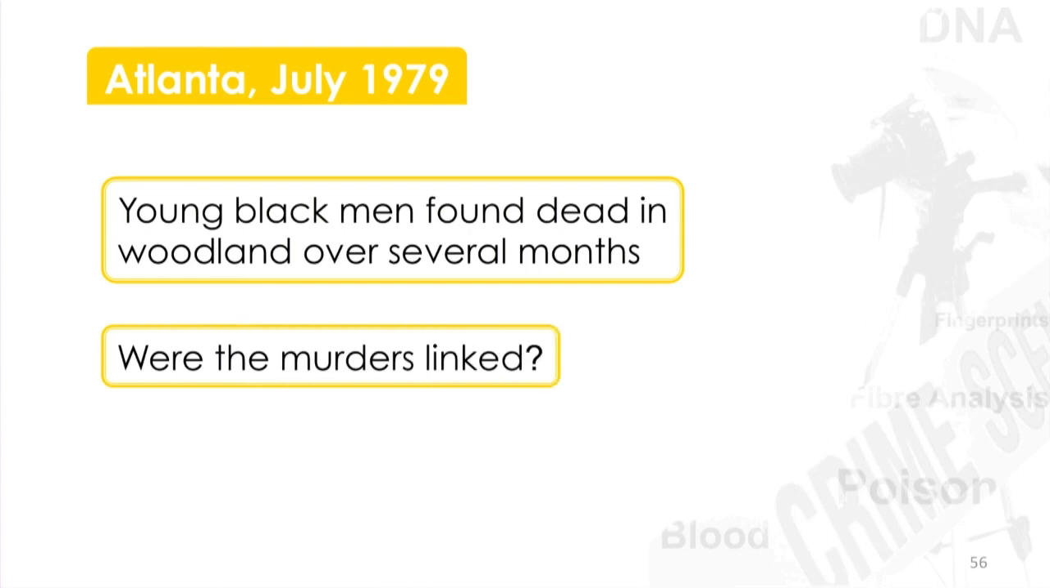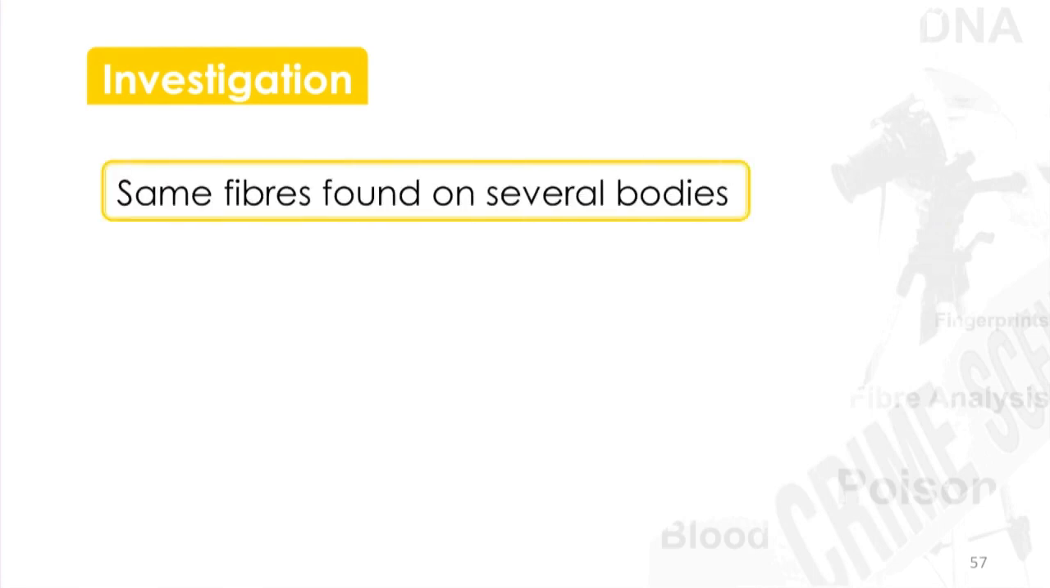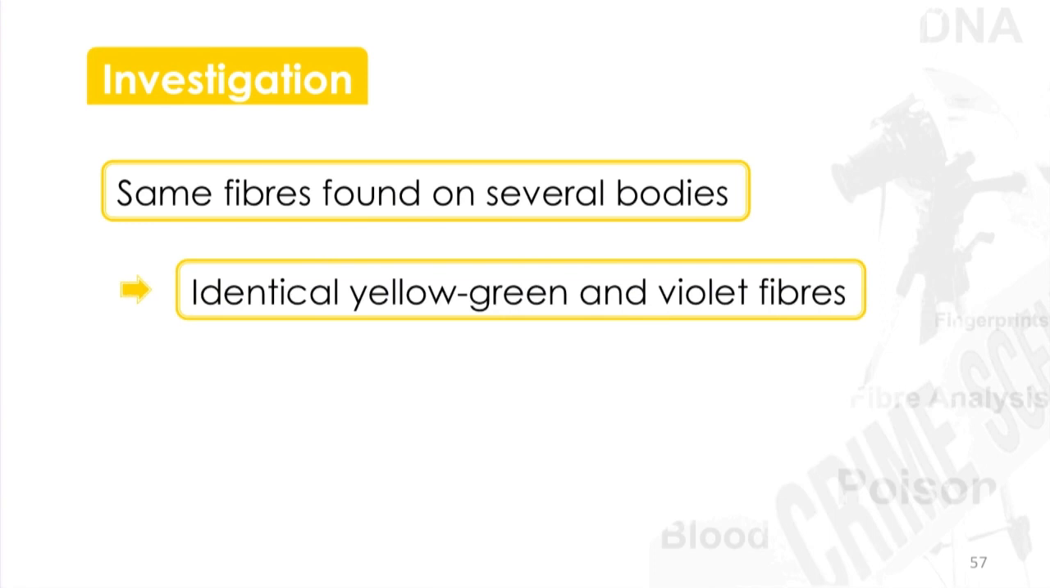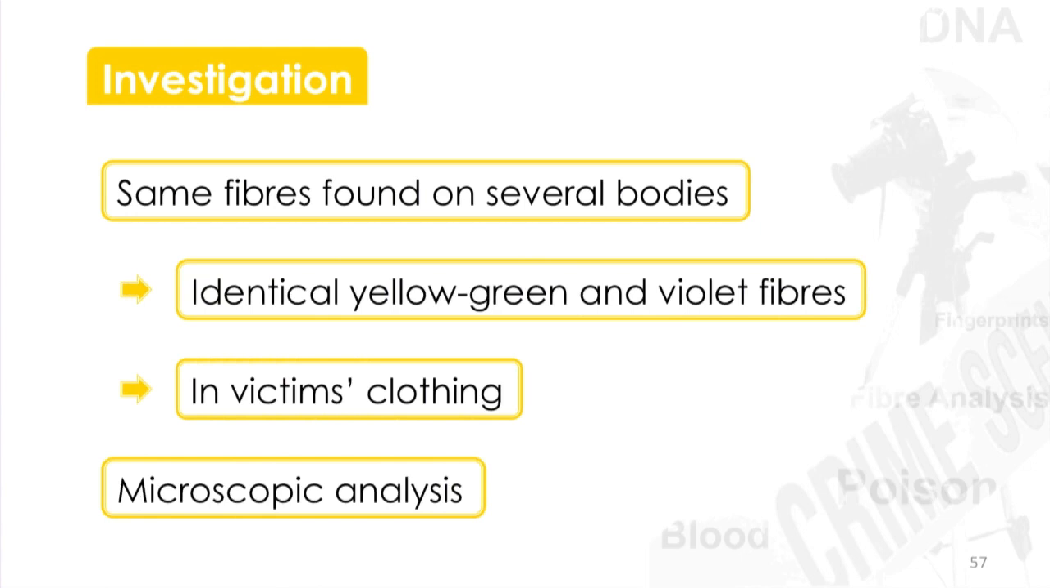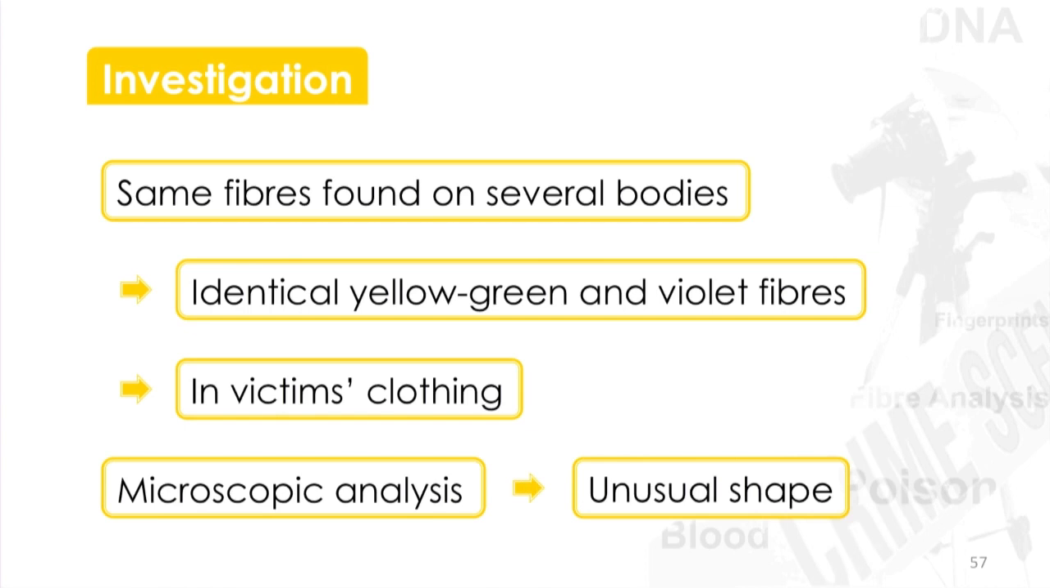And when the bodies were examined carefully, the investigators found fibers, and they found the same fibers on different bodies, identical yellow-green or violet fibers in the clothing of the victims. So microscopic analysis showed that some of these fibers were quite unusual shapes, and it took the police quite a while to track down the manufacturer.